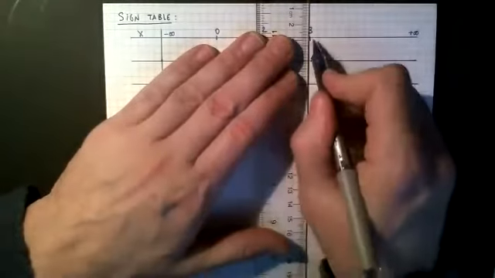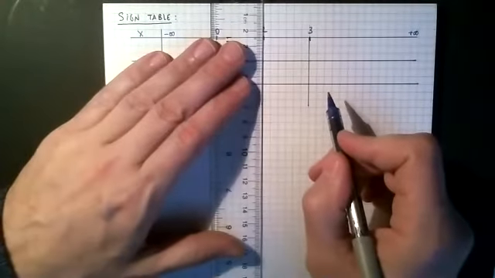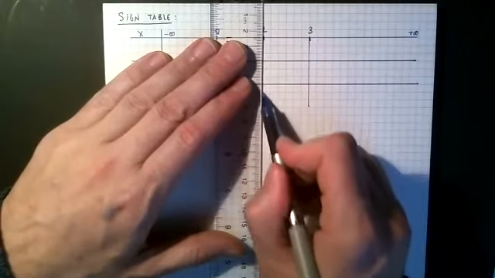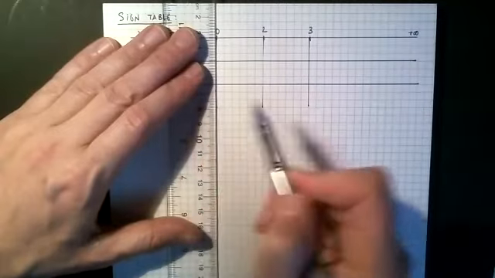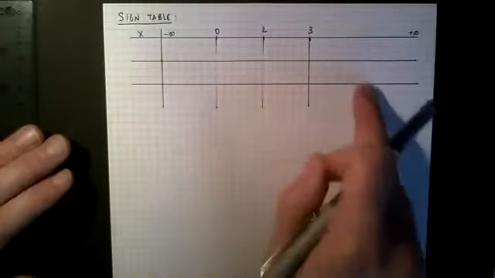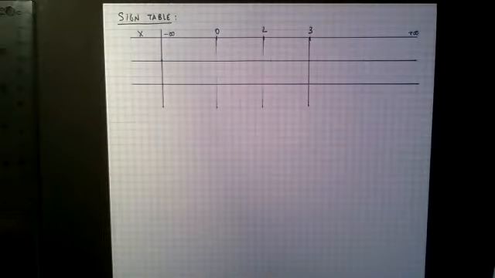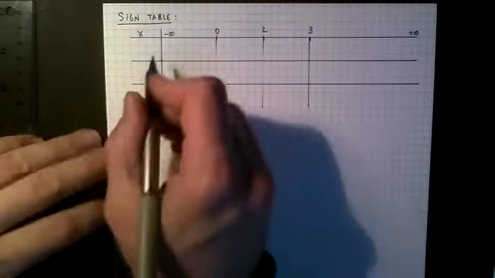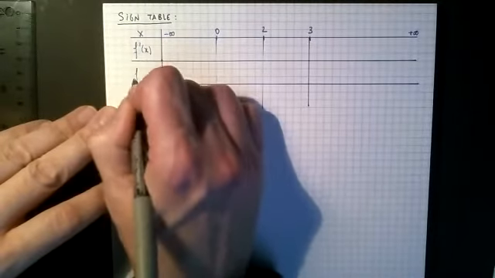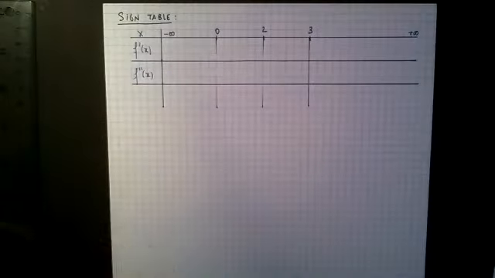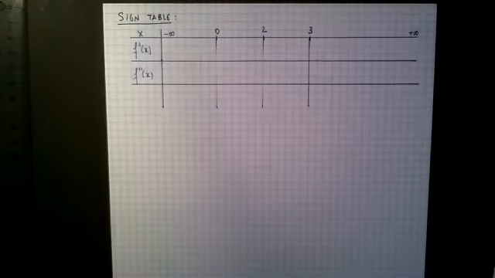And I'm going to put a bar under each one. So basically I'm partitioning my x-axis into 1, 2, 3, 4 sections. Here I'm going to put f prime of x, and here I'm going to put f prime prime of x. And I'm going to start analyzing this.